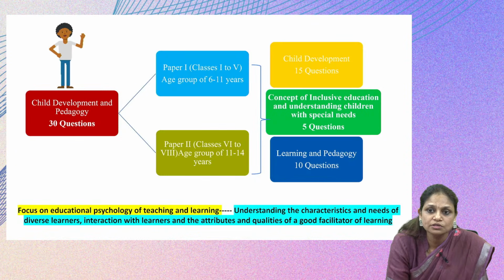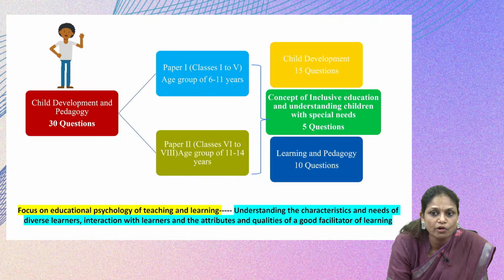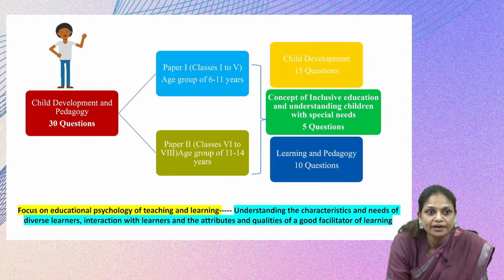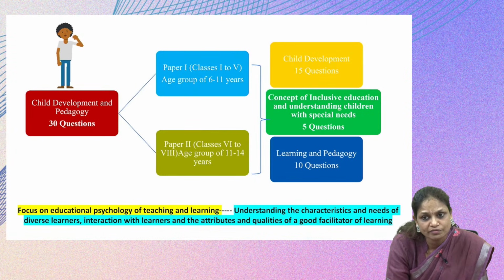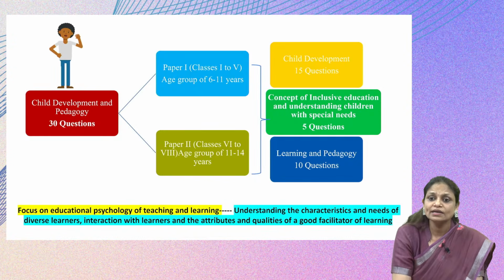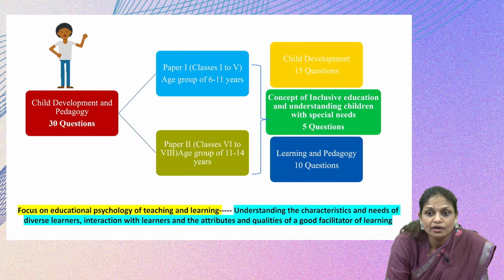So this child development pedagogy comprises 30 questions in 3 different sections. The first section talks about child development, with 15 questions. The second and most important is the concept of inclusive education and understanding children with special needs, comprising 5 questions. Generally, when you look at previous question papers, the minimum is 5 questions, but it may extend to 6 or 7. The third is learning and pedagogy, which comprises 10 questions. So let's try to understand today the inclusive education part of child development and pedagogy.